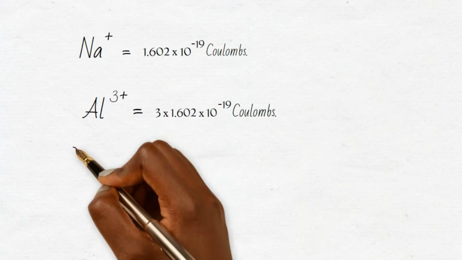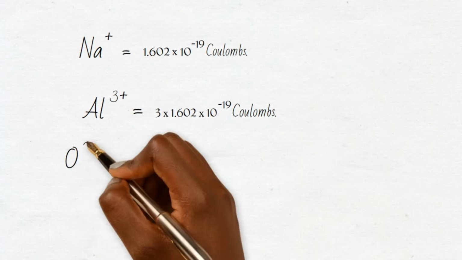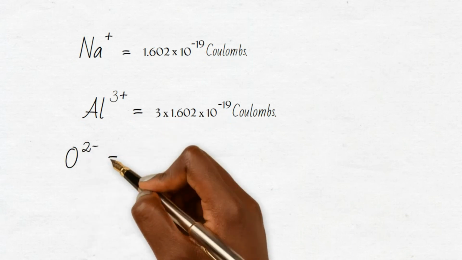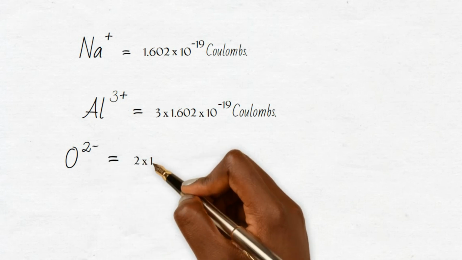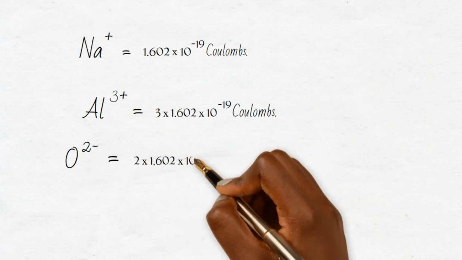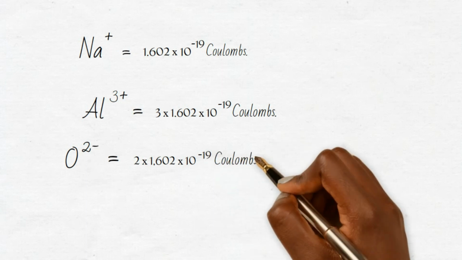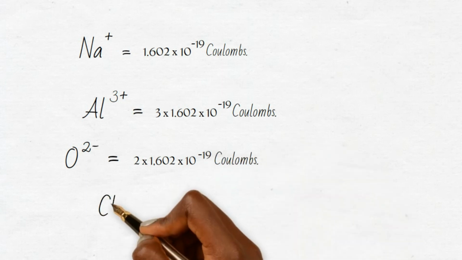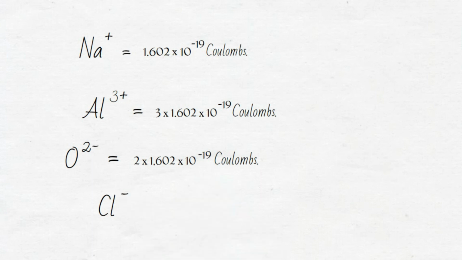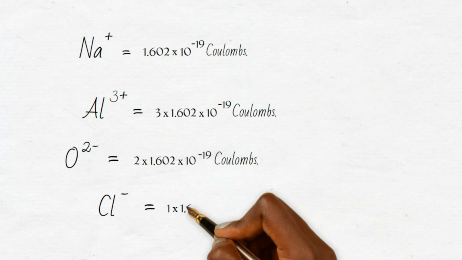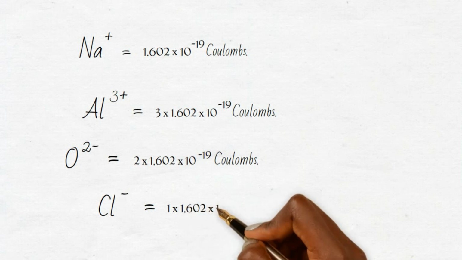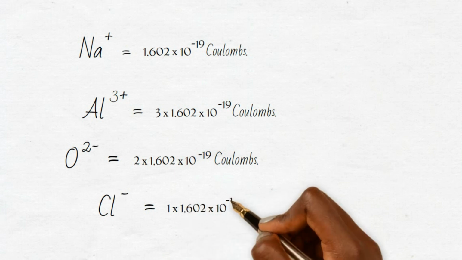Or the oxygen ion, which is O2-, would have a charge of 2 times 1.602 times 10 to the minus 19 coulombs. Similarly, the chlorine anion that has a charge of -1 has a value of 1 times 1.602 times 10 to the minus 19 coulombs.